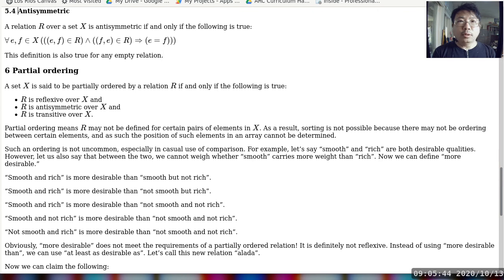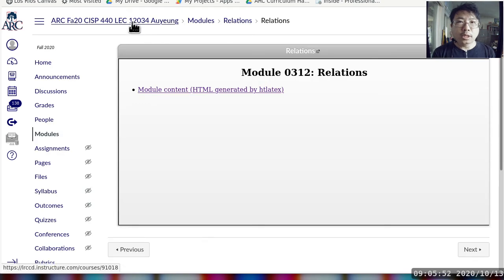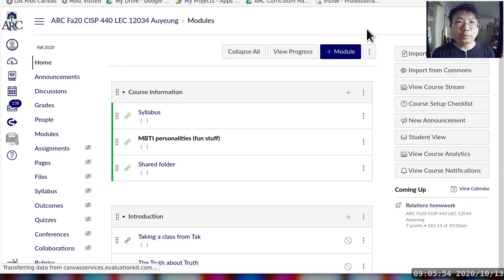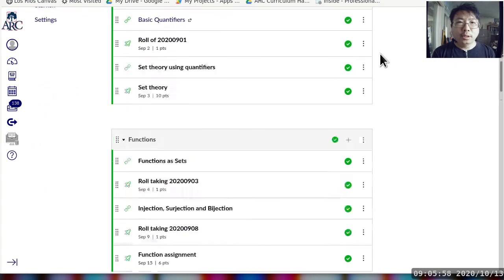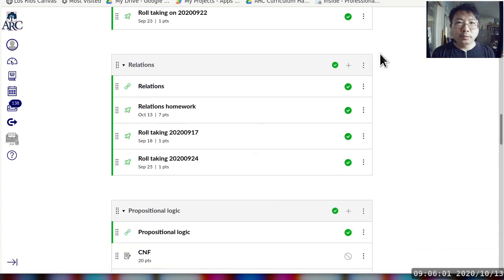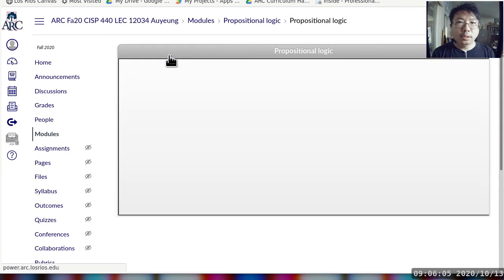That is really, really important. All right, so I am going to get back to the topic that we had started already. And there's plenty more to go in propositional logic. So now we're going back to propositional logic.